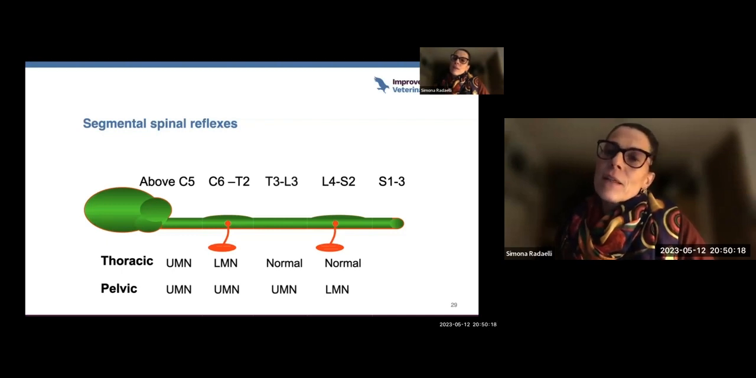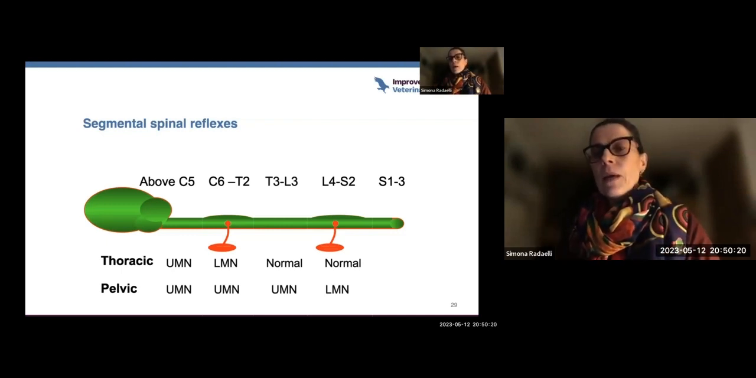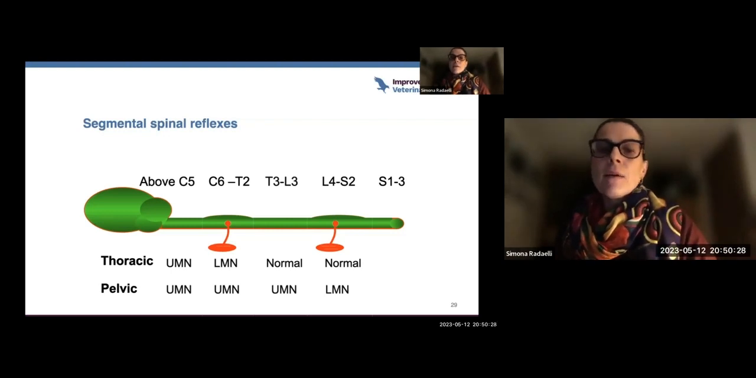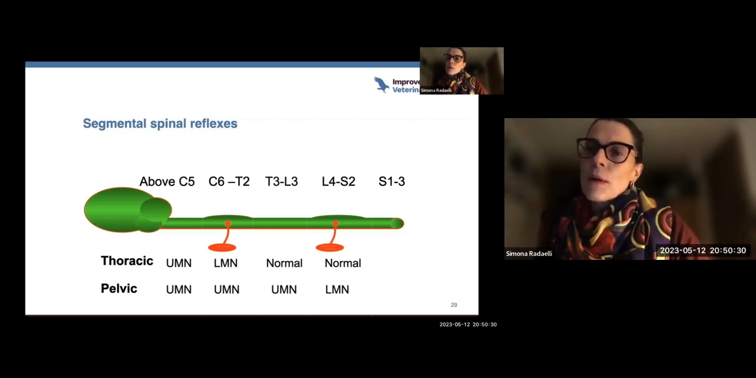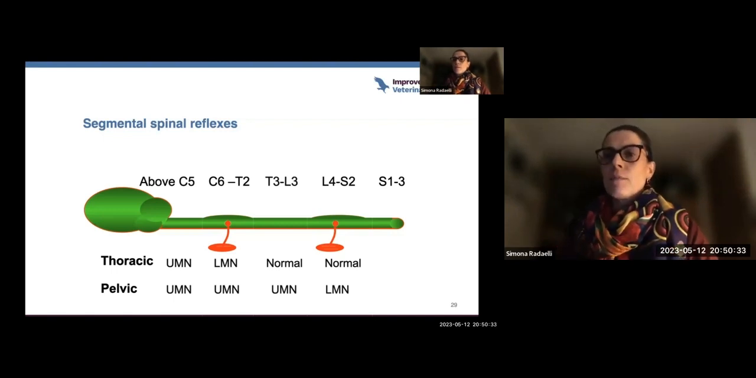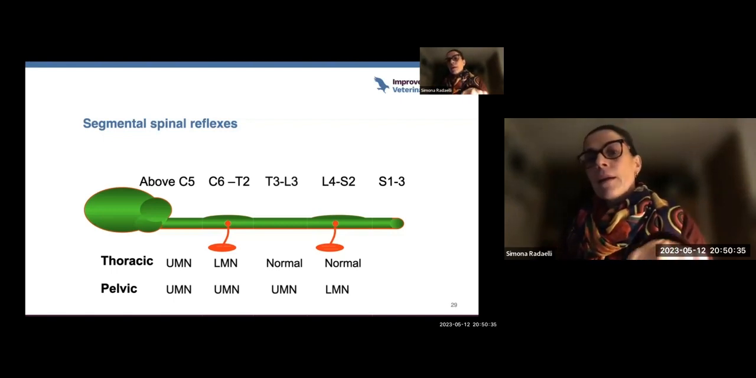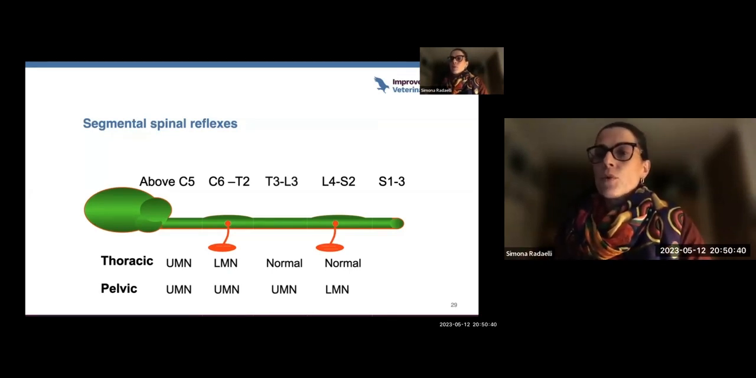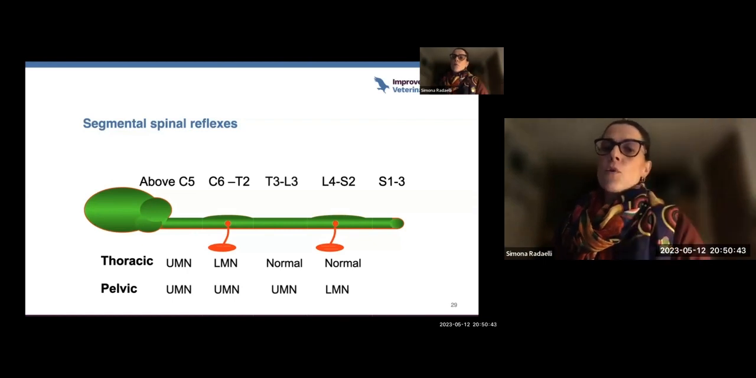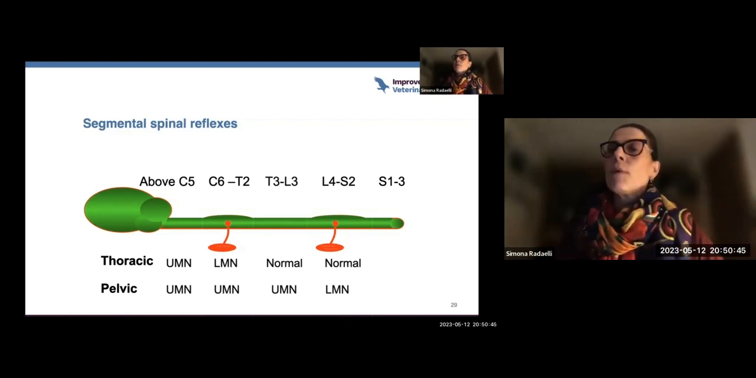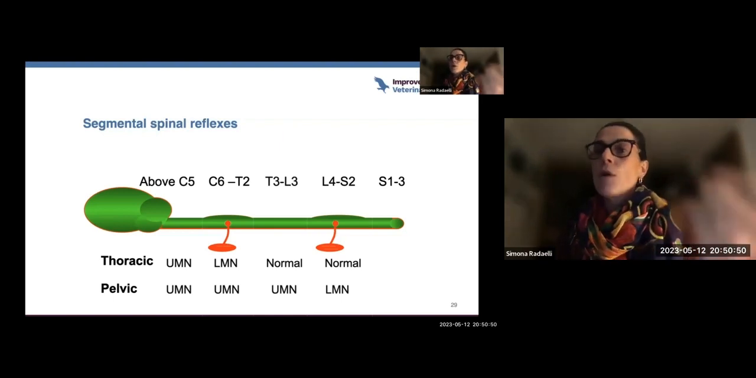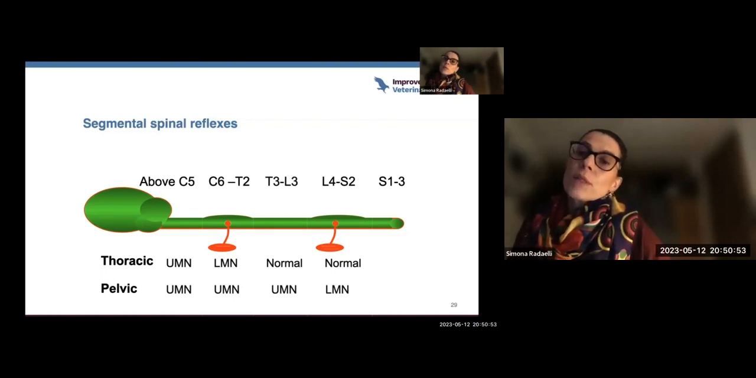If the lesion is affecting the cervical intumescence, so C6 to T2, we will have lower motor neuron signs in the thoracic limbs, therefore abnormal proprioception and gait, but also abnormal segmental spinal reflexes, and upper motor neuron signs in the pelvic limbs. T3 to L3, the thoracic limbs will be normal, and the pelvic limbs will have upper motor neuron signs. L4 to S2, again, the thoracic limbs will be normal and the pelvic limbs will have lower motor neuron signs, so abnormal segmental spinal reflexes on top of abnormal proprioception and gait.